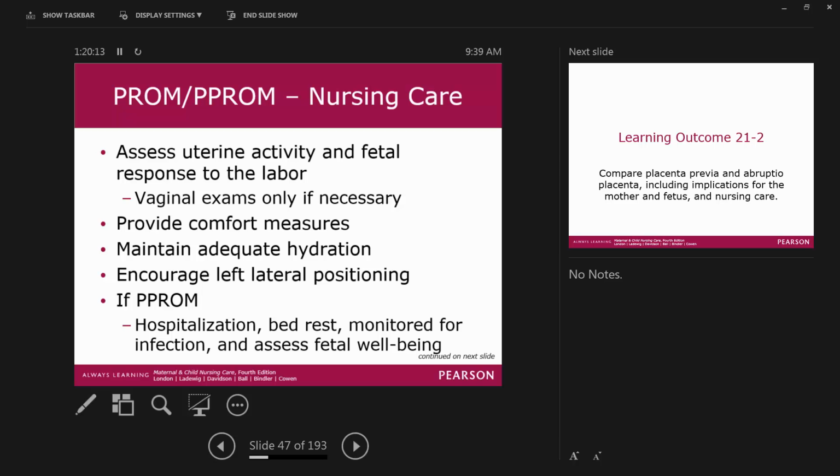All right, so this is what we're going to do for mom. Of course, she's going to be on continuous monitoring. If she's ruptured, we can still do vag exams. But if it's a premature rupture of membranes that's not in labor, we're not going to be doing vag exams because we're just going to set her up for even more risk for infection. We can see her cervix on ultrasound. We don't need to be putting our fingers up there and getting her all dirty.